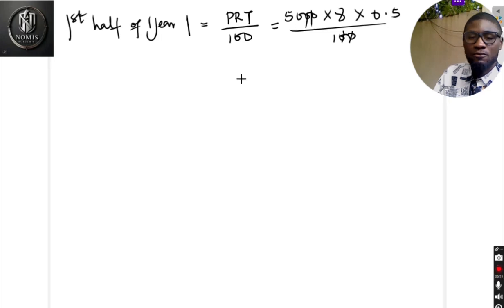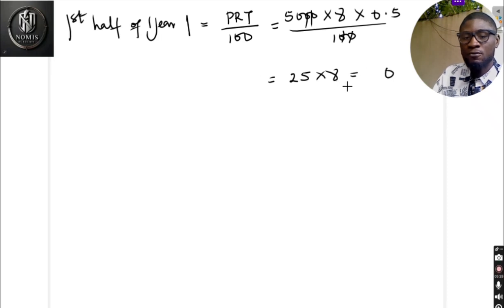So this becomes 25 multiplied by 8. So 25 multiplied by 8 gives us 200. 8 times 5 is 40, we write 0 and keep 4. 8 times 2 is 16. 16 plus 4 is 20. So we have 200 naira. So the first step we have 200 naira.